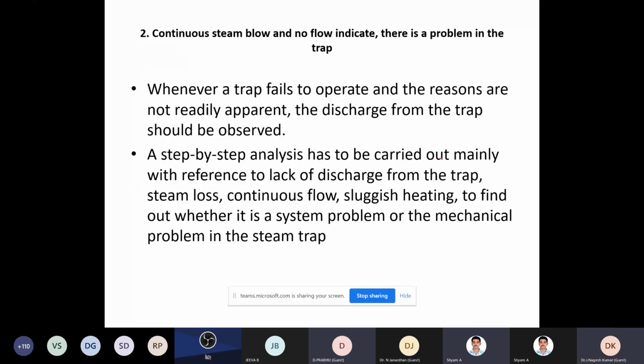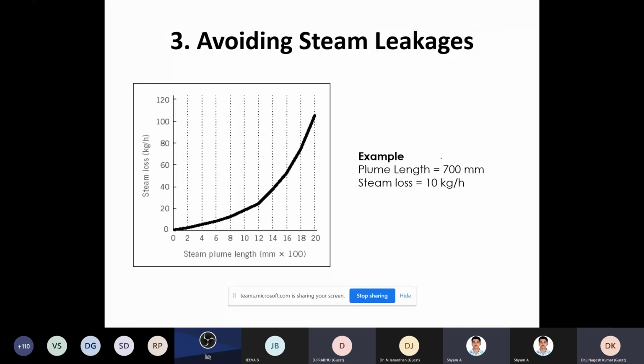And steam leakages. It's a very simple thing, but it costs money on a continuous basis if you calculate. Suppose there is a flange like this, and in the flange there is going to be a leak. So the leak will have a plume like this. This is the plume length. So the plume length is about, say, 400 mm, and the steam loss is somewhere around this. Okay, so you can estimate what is the steam loss.